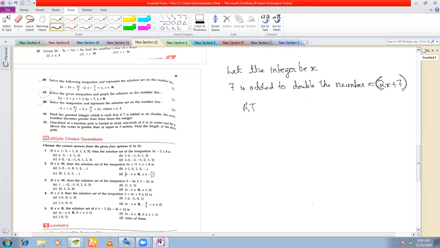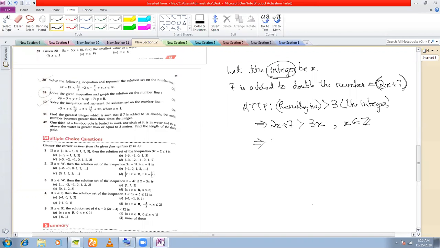The resulting number becomes greater than 3 times the integer. This is what is given according to the problem. So what is the resulting number here? 2x plus 7. And the integer we had taken as x. Now we solve this inequality. And remember, what is the replacement set here? It is a set of integers, because we have taken x to be an integer.